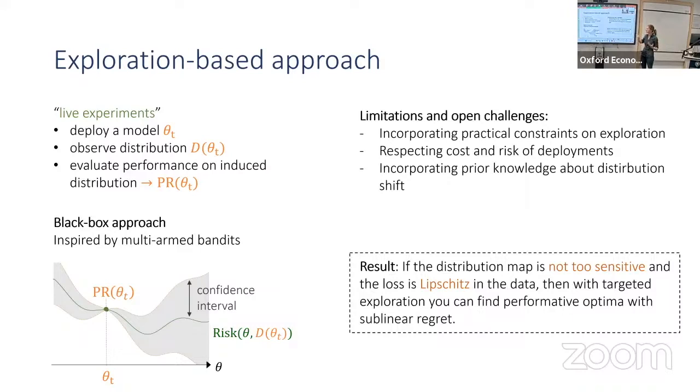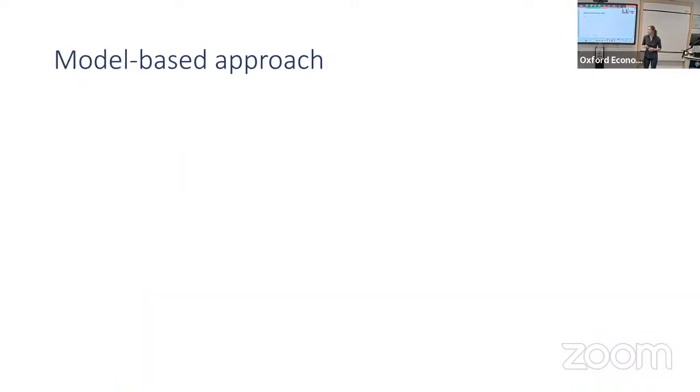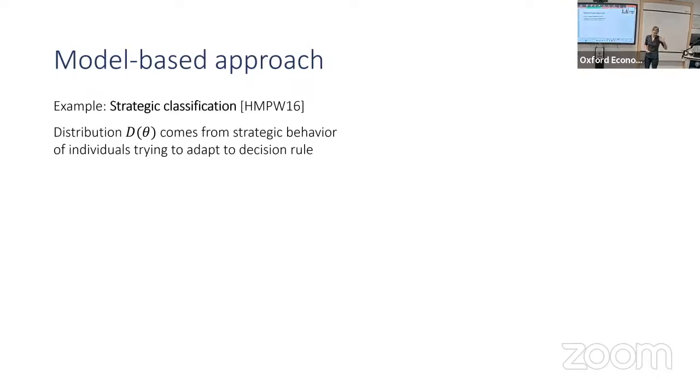So that's probably as far as you get without assumptions on the D of theta, just this Lipschitz assumption. Now, if you want to go beyond that, you can do some modeling. Also a way of incorporating prior knowledge. The example I've picked here to present is strategic classification. So this is where you assume the distribution map comes from strategic behavior of individuals that are trying to get a better outcome.